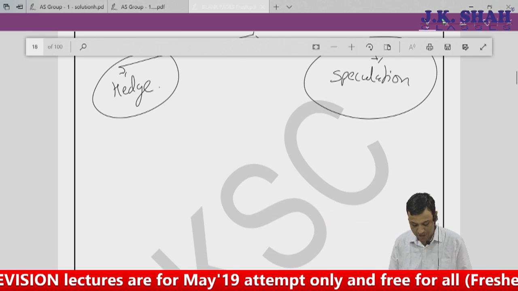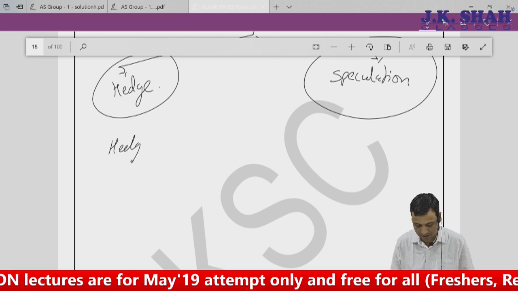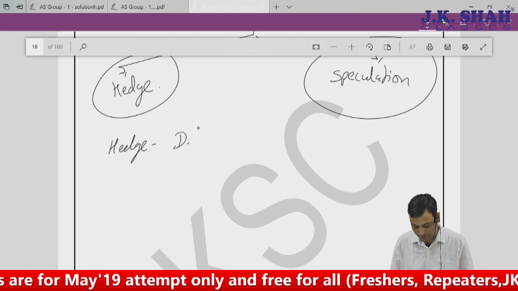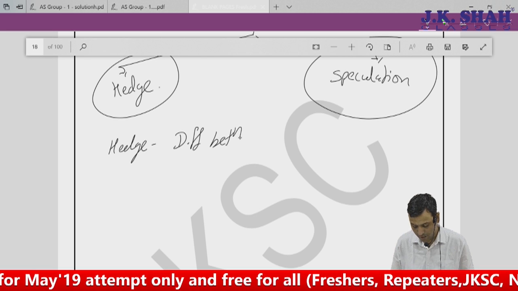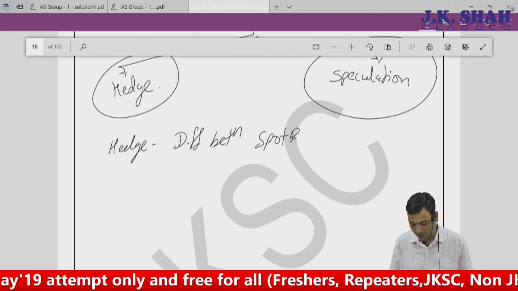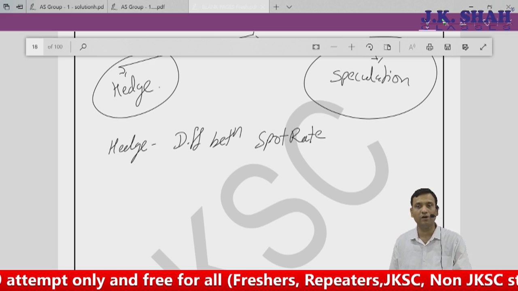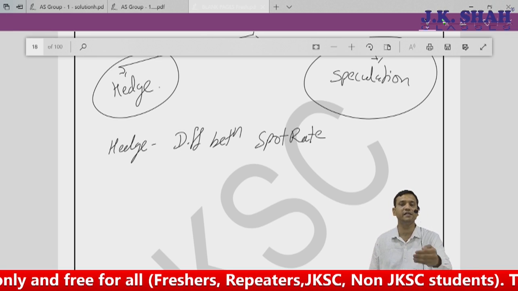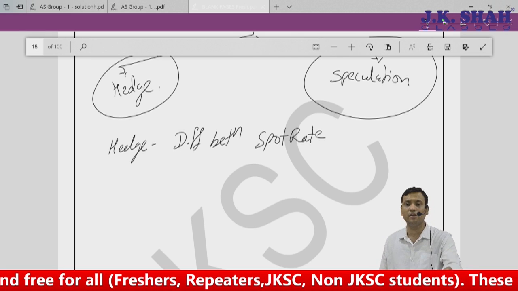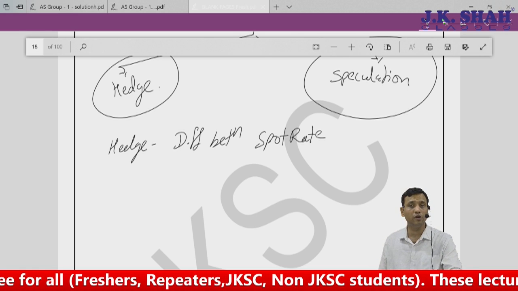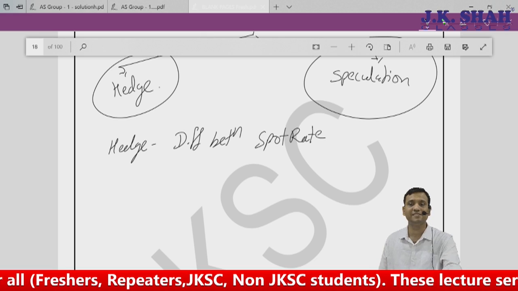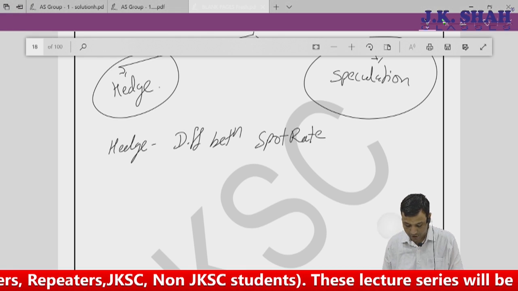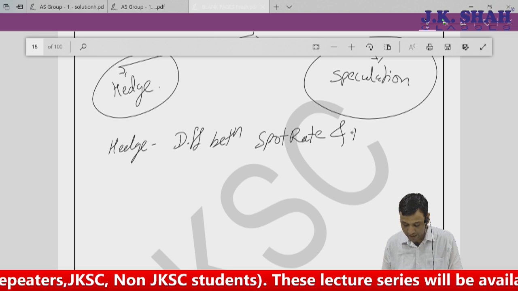Now what is the recommendation of the standard? As far as hedge is concerned, it says difference between spot rate. Now what is the spot rate? The rate available today. The day I am entering into that forward contract, whatever is the exchange rate. If I buy $1 today, how much will $1 cost? $1 is 60. So that is nothing but my spot rate. There is a difference between spot rate and forward rate.